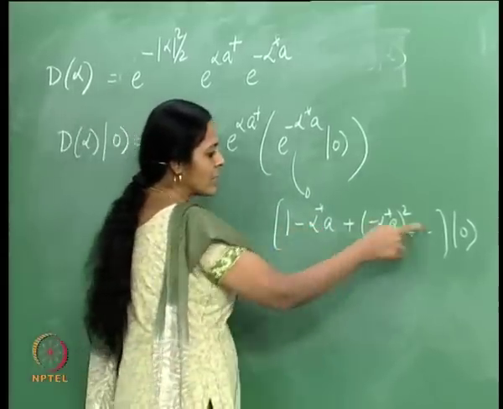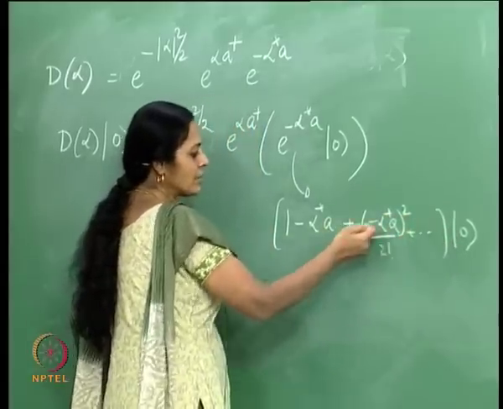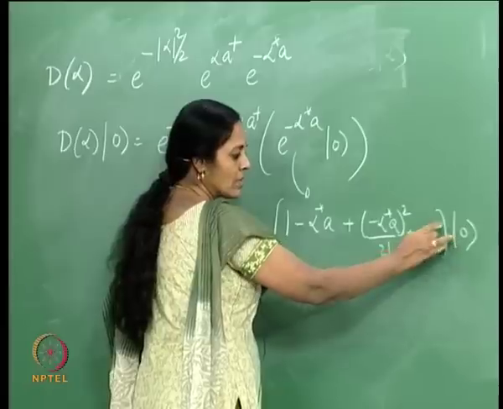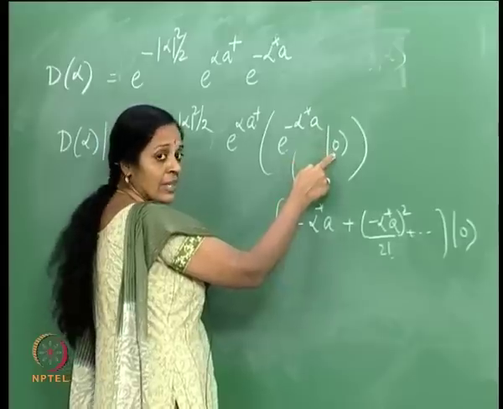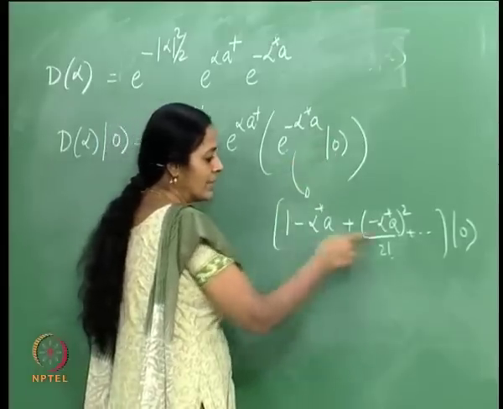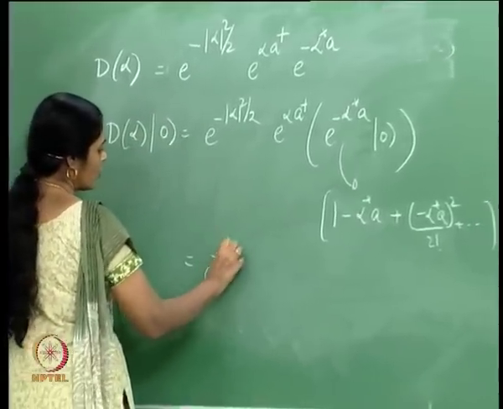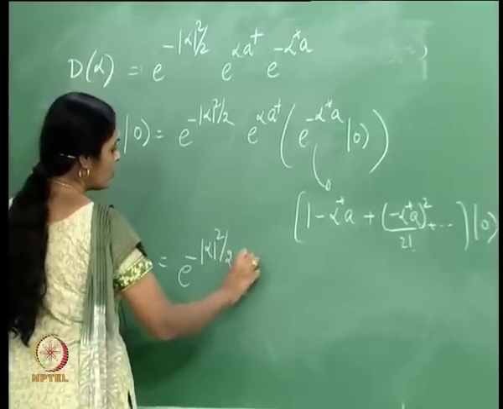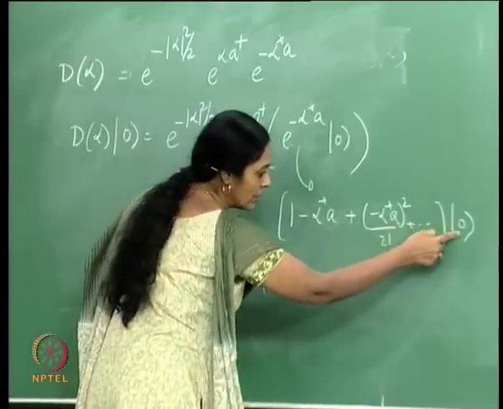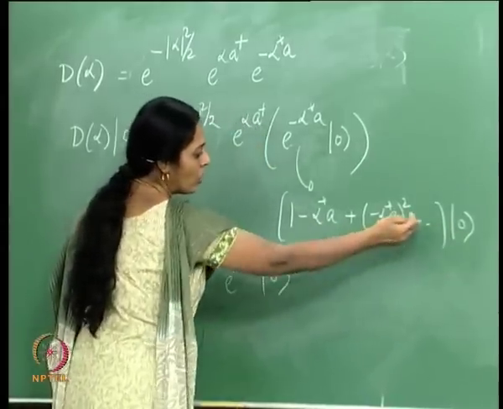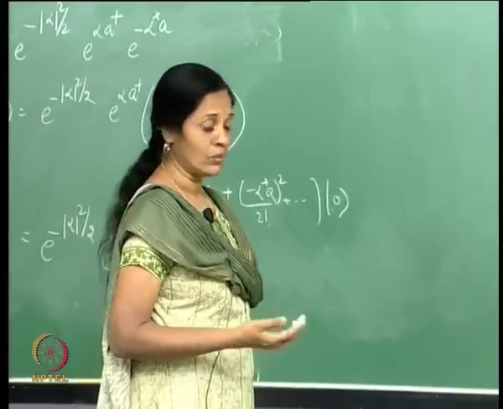Well, I know that a acting on ket 0 is 0, and here too a squared on ket 0 is 0. So, every term here acting on ket 0 simply destroys it. What survives in e to the minus alpha star a acting on ket 0 is simply the leading term, the identity operator acting on ket 0. So, this object is e to the minus mod alpha squared by 2 e to the alpha a dagger ket 0, because the identity operator alone gives me ket 0 and all other operators in that series act on ket 0 to give me 0, the number 0.